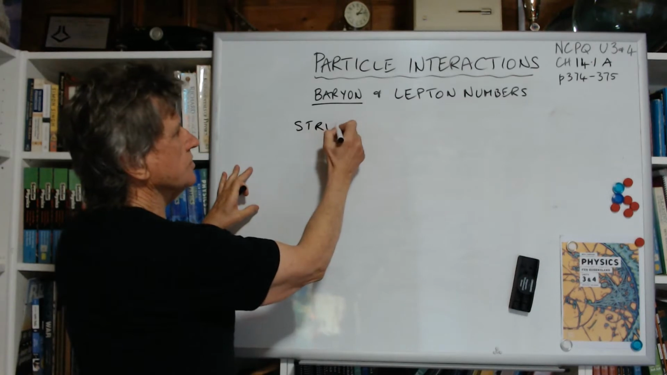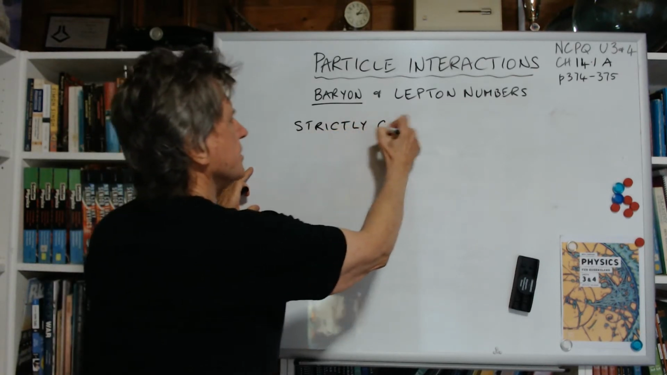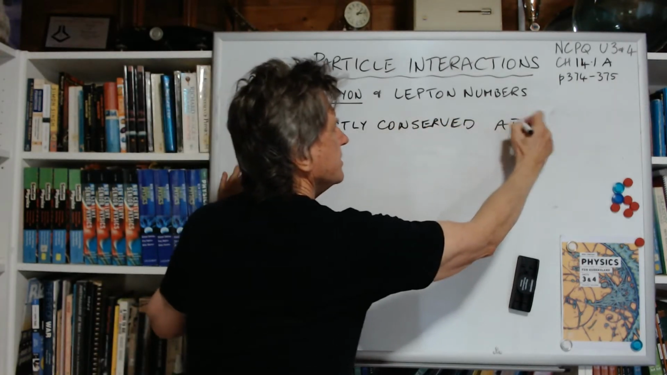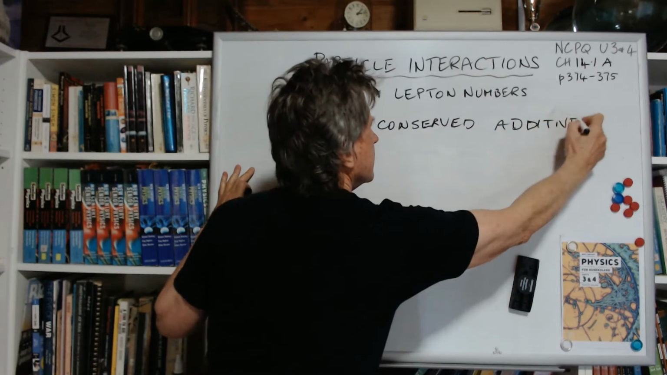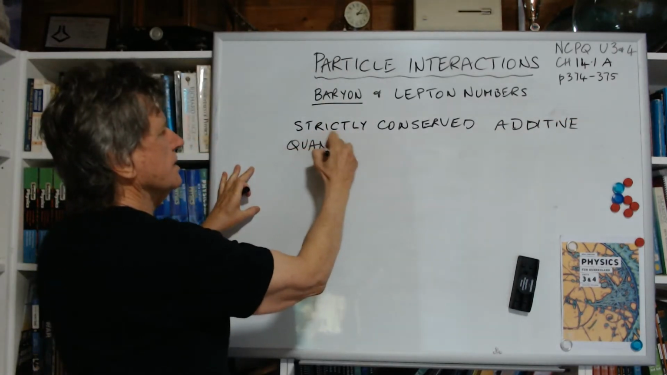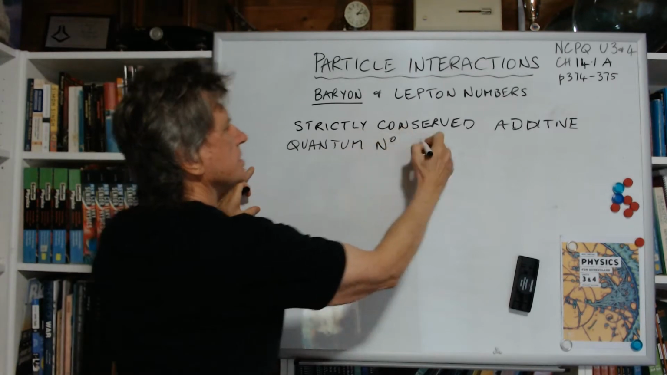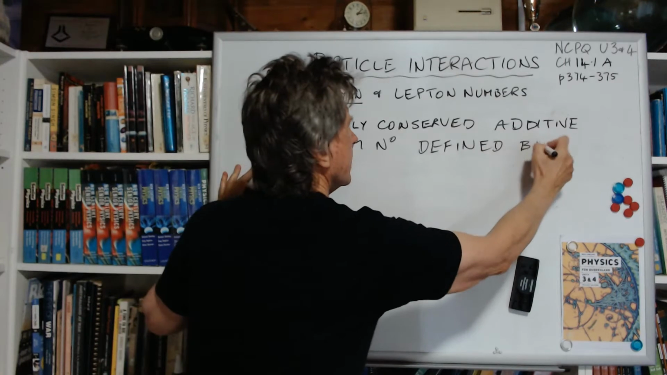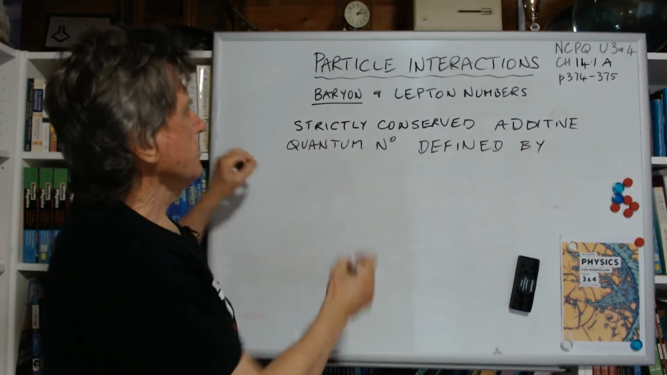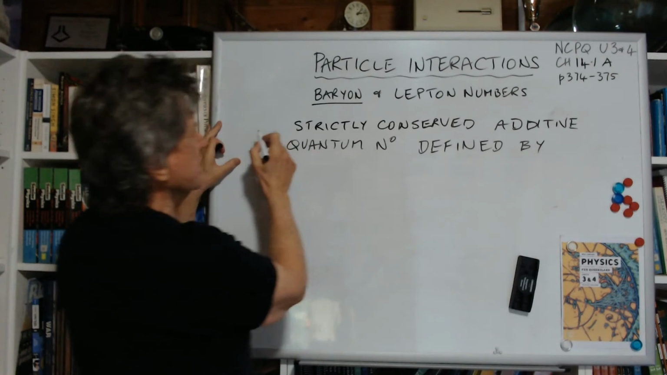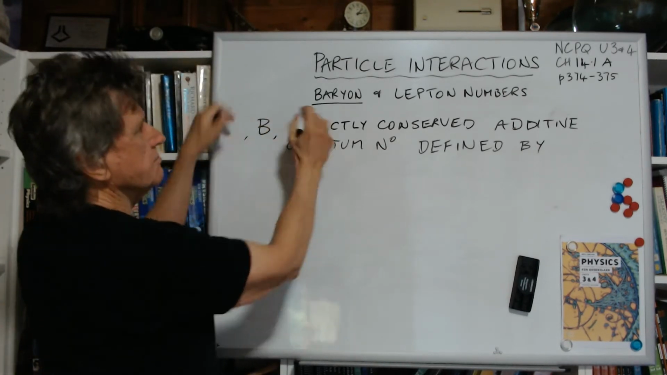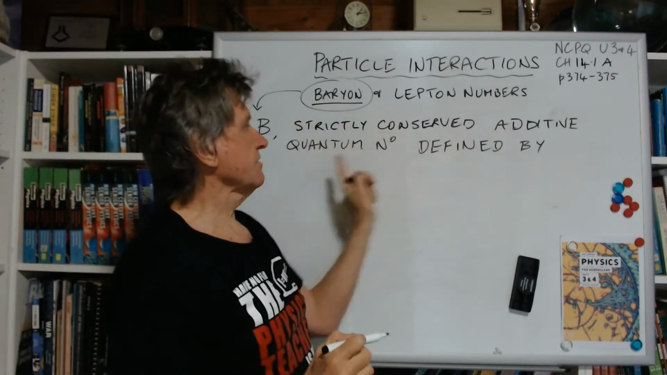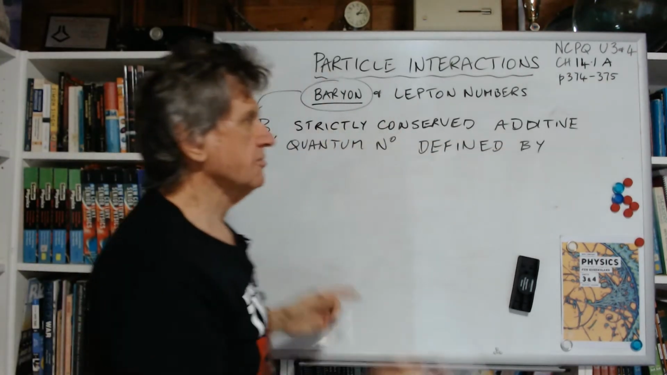Now I've got to get the words right here. Strictly conserved. The additive quantum number defined by. Now I'm going to write the formula down here in a second, but so this is Baryon number. It's a symbol B, so Baryon number is B, a strictly conserved additive quantum number defined by so and so. Now I'll put down the formula.